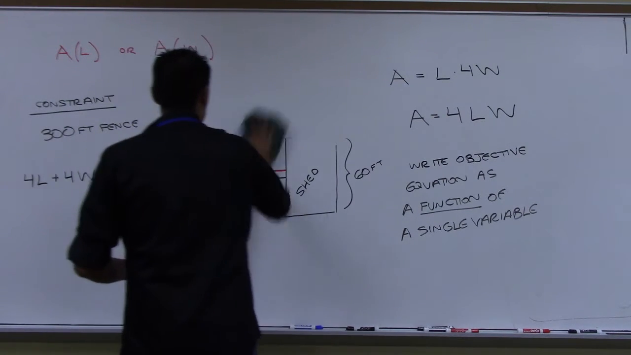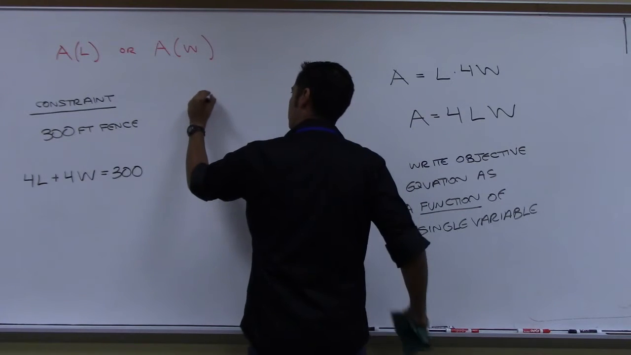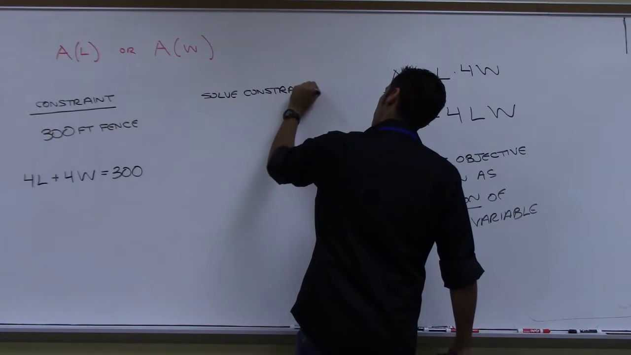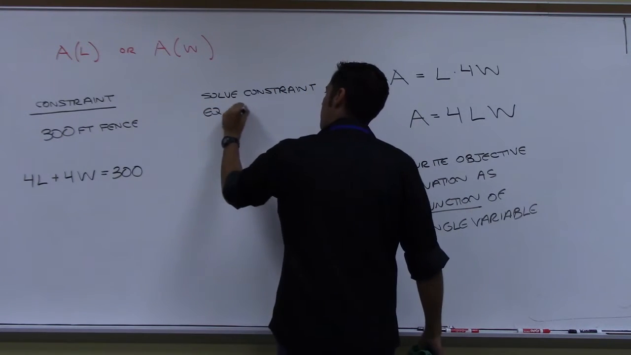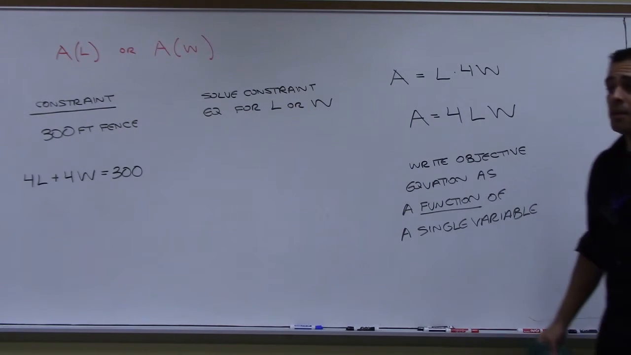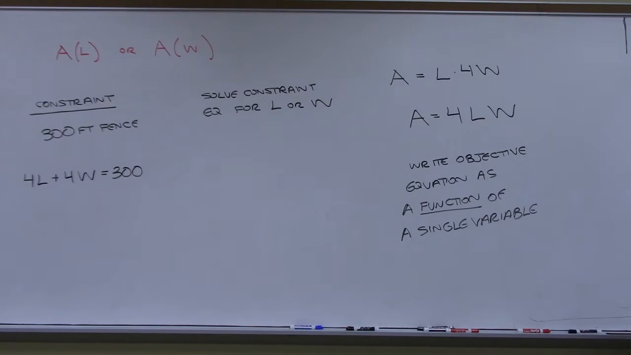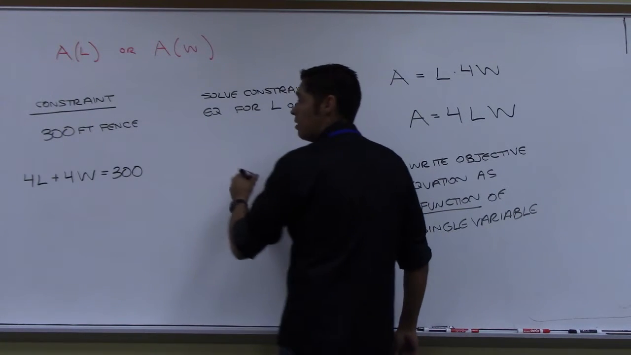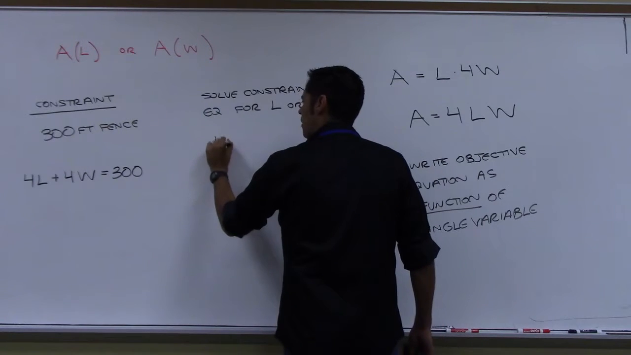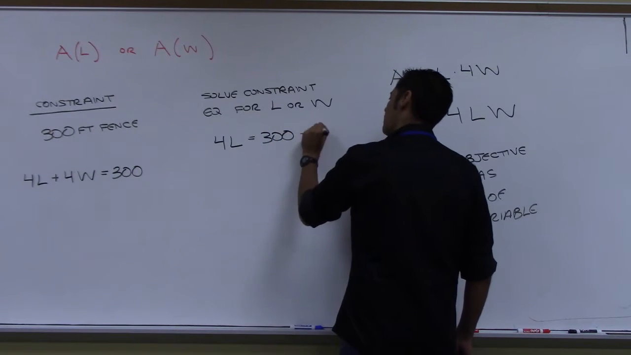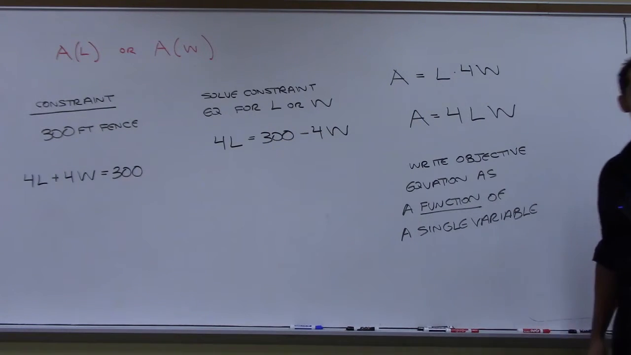I'm going to solve the constraint equation for L or W. It's my choice. It doesn't matter to me. The algebra is going to be exactly the same for both. So what do you want? L. You want to go for L? You divide everything by 4. You could do that now or later. It's up to you. If these weren't multiples of 4, then you would bring the 4W over first, right? You do that, subtract 4W, and then you would divide by 4.